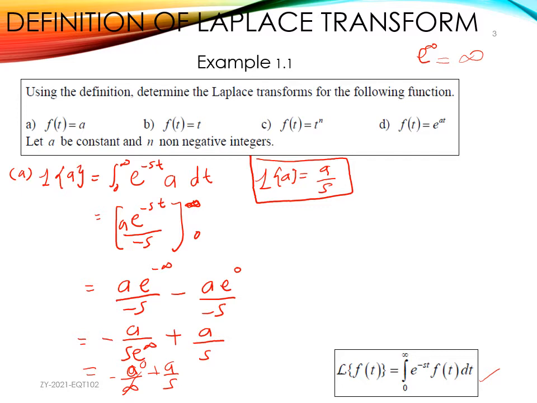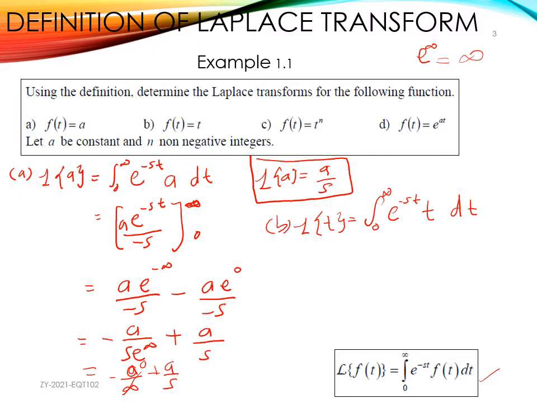For b, we want to perform the Laplace transform for f(t) equal to t. So we write the integration first, from 0 to infinity of e to the negative st times t dt. In this case, this is a combination of two functions of t: t is a polynomial and e to the negative st is an exponential function. So for this one you need to perform integration by parts or the tabular method. For this example, I want to show the tabular method.